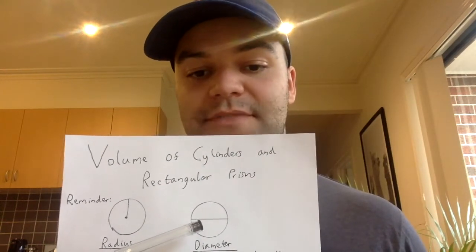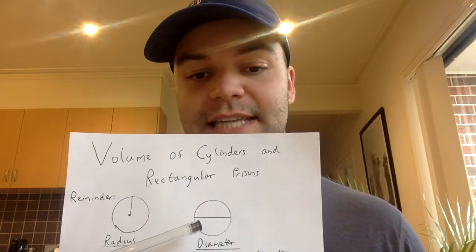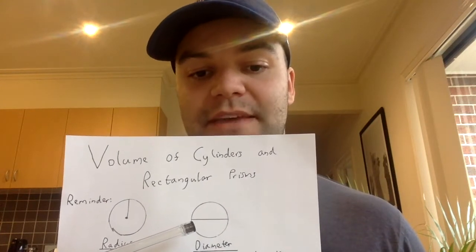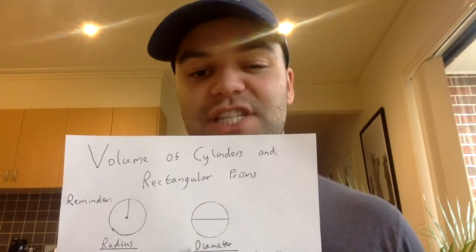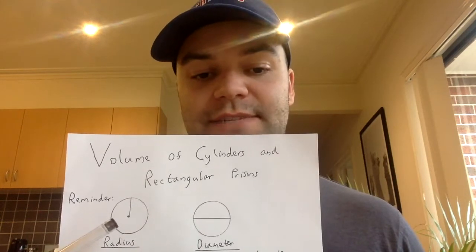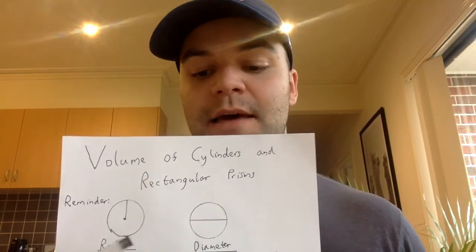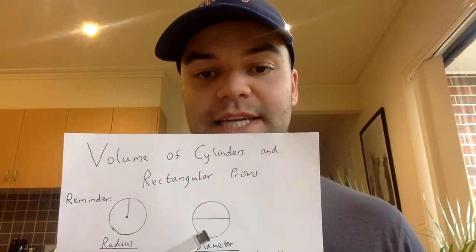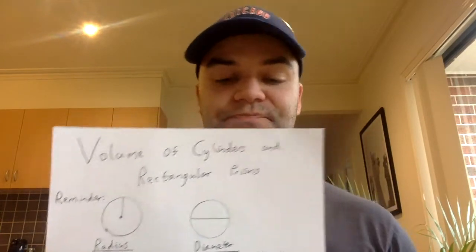So for example, if this diameter was 10 centimeters, the radius would be 5, okay? So just be aware of that. We want the radius when we're looking at the volume of cylinders, but if they give you the diameter, just divide it by 2, okay?